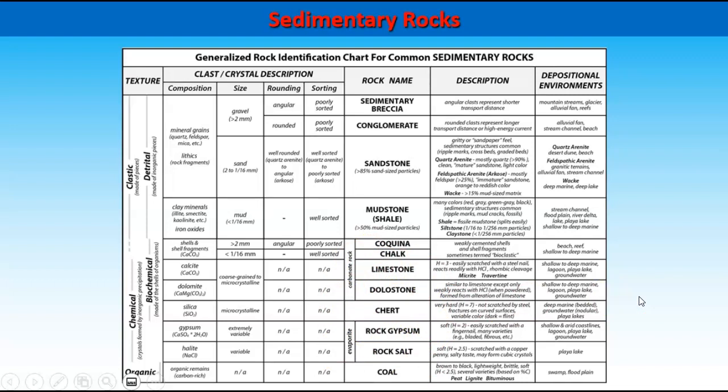All right, that was a lot, but I think we're good for the basics of sedimentary rocks, and then we'll do one more for metamorphic rocks, and you'll be good to go.